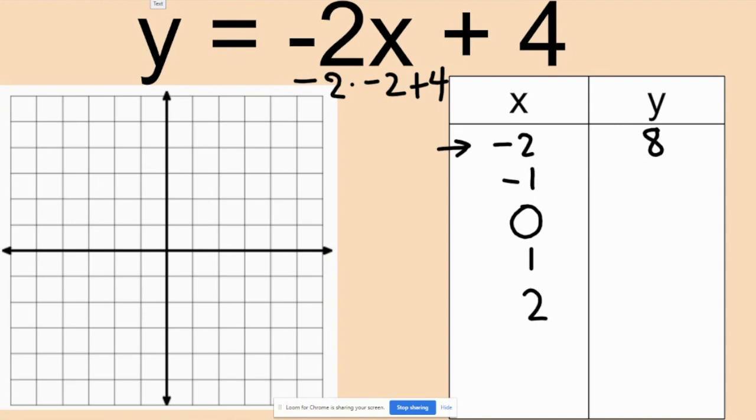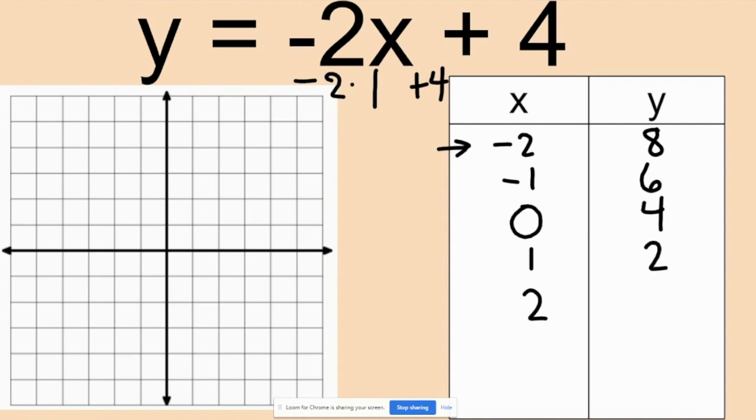Then I'm going to choose negative 1. I'm going to change this now to a negative 1. Well, negative 2 times negative 1 is 2, plus 4 is 6. So let's come over here and put a 6. Next up, I'm going to put in a 0. Negative 2 times 0 is 0, plus 4 is 4. Next, I'm going to plug in a 1. So there's my 1. Negative 2 times 1 is negative 2, plus 4 is 2.